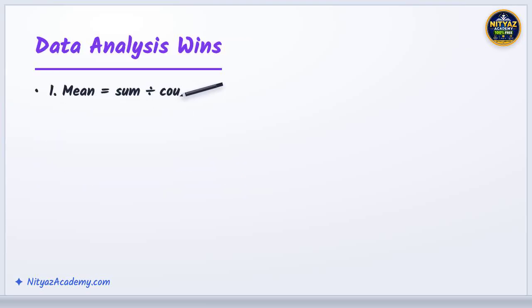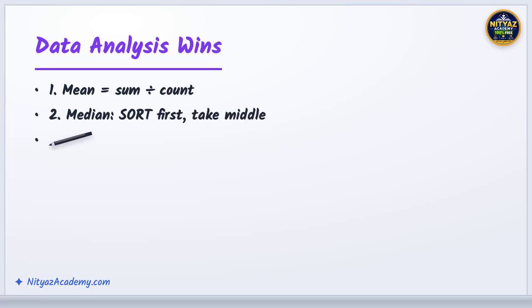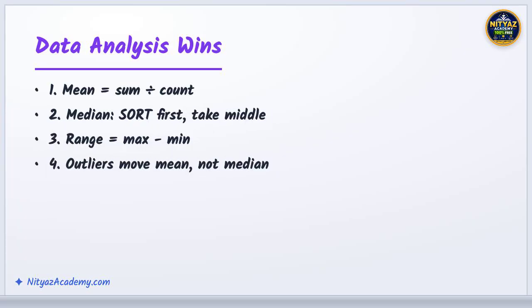Here's your data toolkit. 1. Mean is the sum divided by the count. 2. For median, sort the list first, then grab the middle. 3. Range is max minus min. 4. Outliers swing the mean, but leave the median steady. On test day, read tables and charts carefully, and let Desmos add long lists for you. Understanding what the numbers mean is what earns the points.